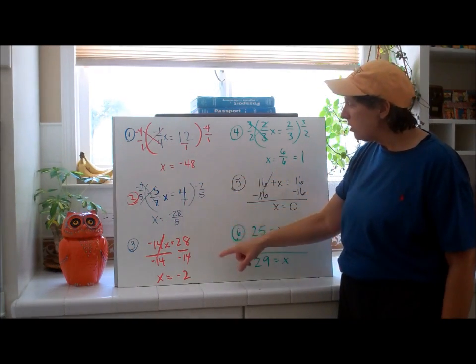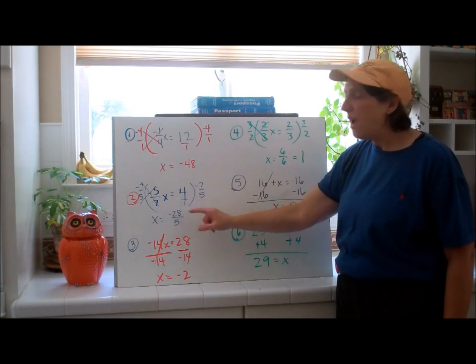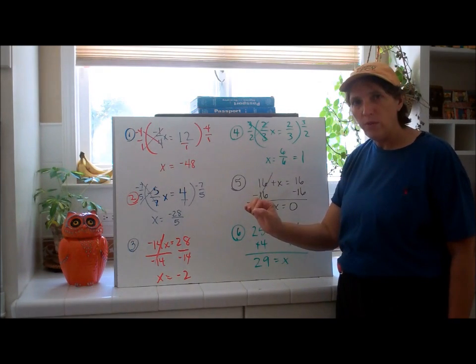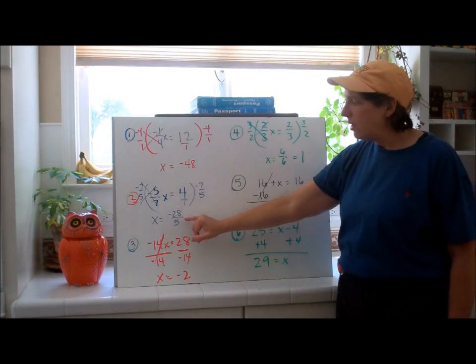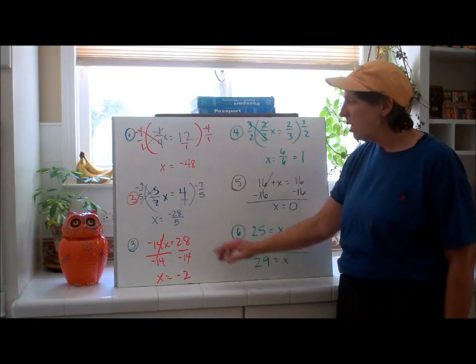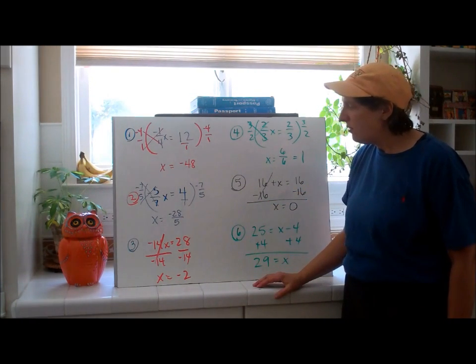But you'll notice some of these have fractions as your answers, because you can have fractions as your answers. I do not want decimals on the test, but you can give improper fractions in simplest form, or you can put them in mixed numbers. So x equals negative 28/5.